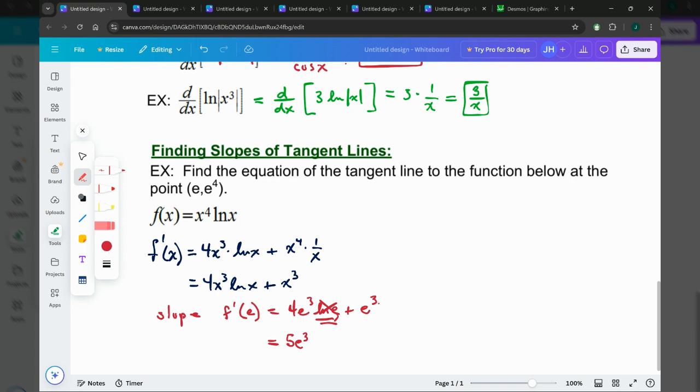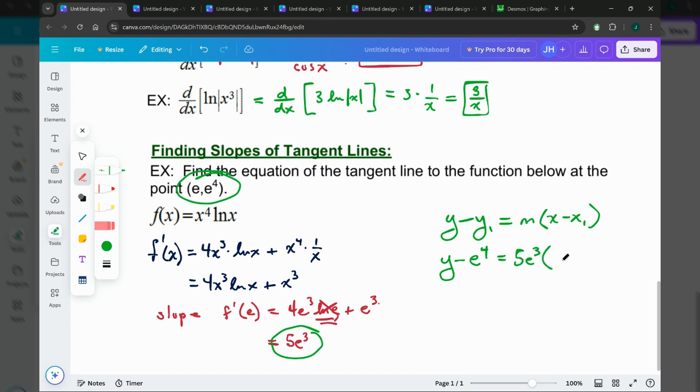And how do I write the equation of my tangent line? Remember, we do y minus y sub 1 equals m times x minus x sub 1. I just think point slope is easier than all the rest because I'm given a point and now I have a slope. So it'd be y minus e to the fourth equals my slope, which is 5e cubed times x minus e. Now, AP exam, they'd accept that answer.